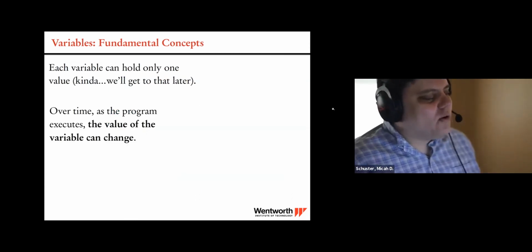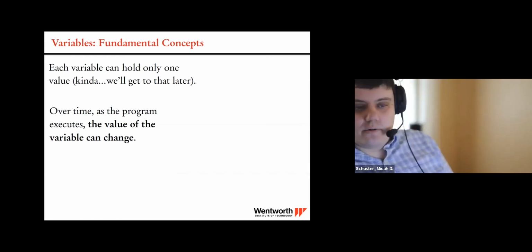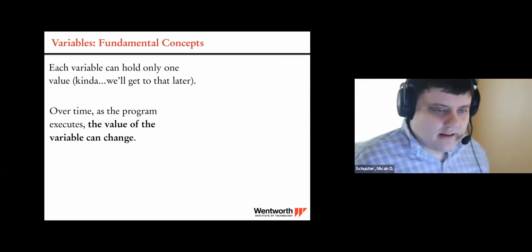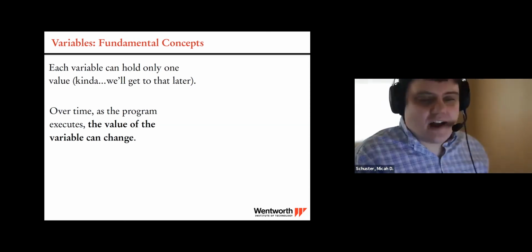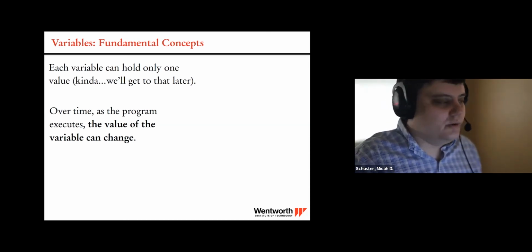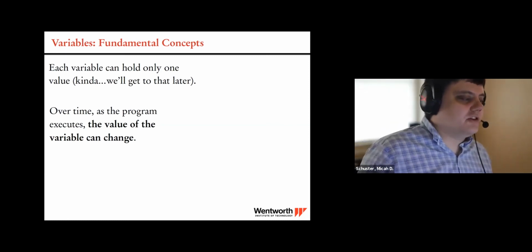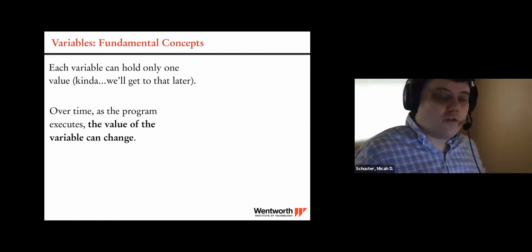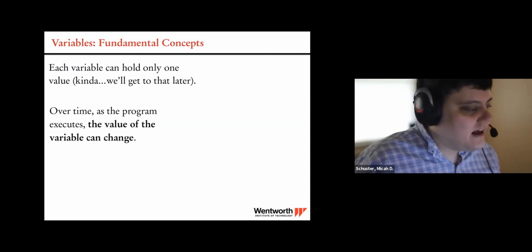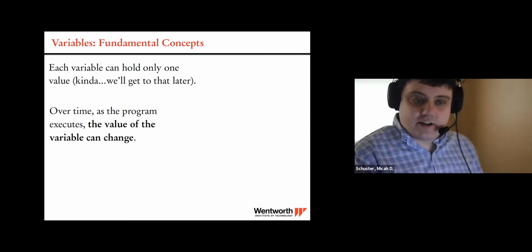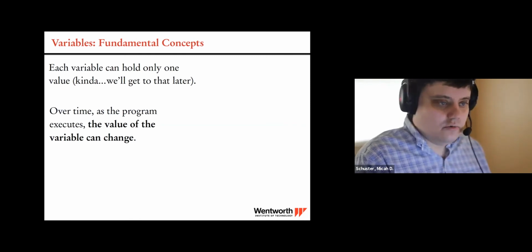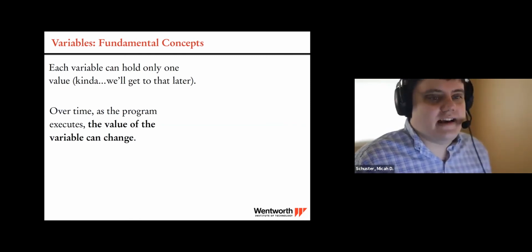Essentially, each variable only holds one value, kind of. Obviously there are going to be some caveats to some of this stuff that we'll get to later on, but for now, for the first few lectures anyway, think about a variable just holding a single value. And over time, as your program runs, the value of that variable can change. You can update it to represent different things.